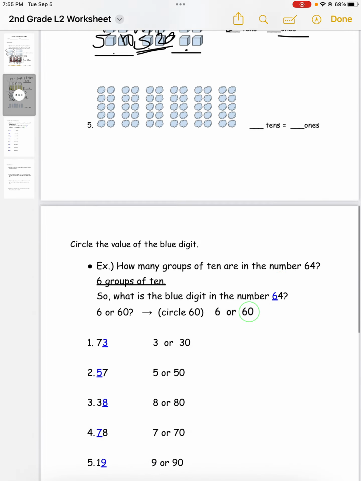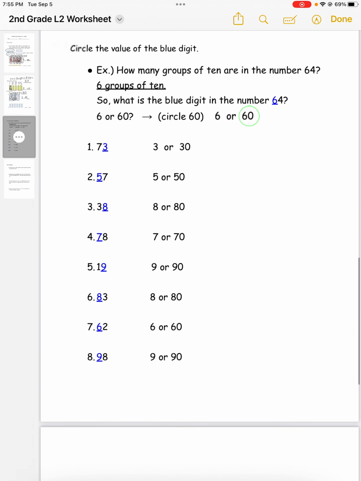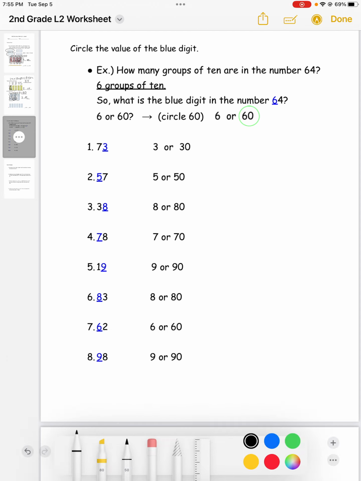So now let's do page number 3. Okay, so circle the value of the blue digit. How many groups of 10 are in the number 64? 6 groups of 10. So what is the blue digit in the number 64? It's blue right here. 6 or 60? Circle 60. And we notice because the 6 is in the tens place and the 4 is in the ones place.